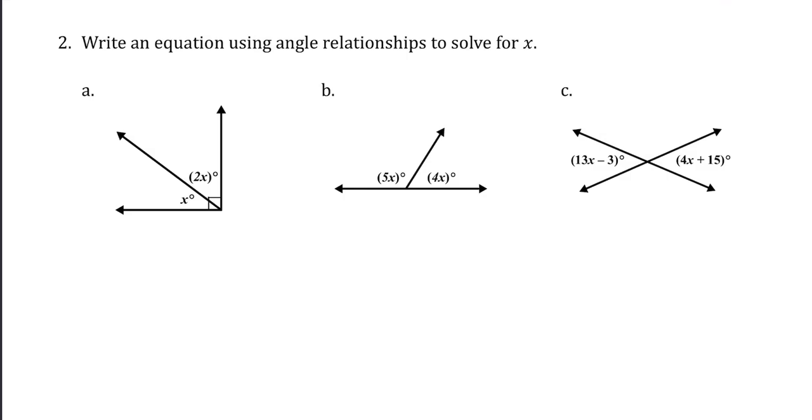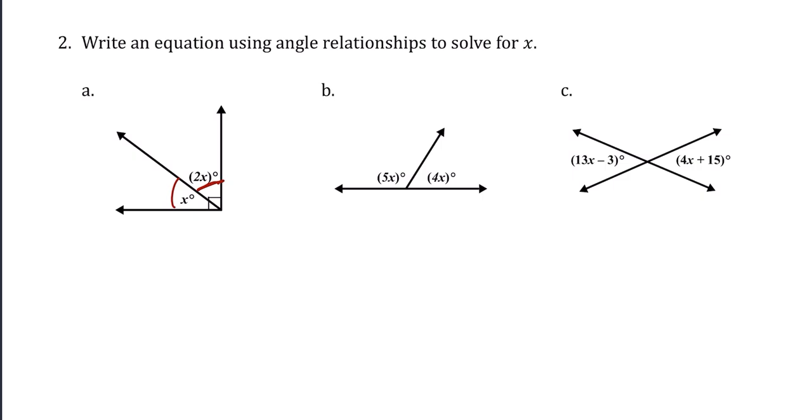Okay, let's do problem 2. Here they say write an equation using angle relationships to solve for x. Okay, so part A. Here we're given these two angles. Here they call that x degrees, and here they call that 2x degrees. So how do we set up an equation?